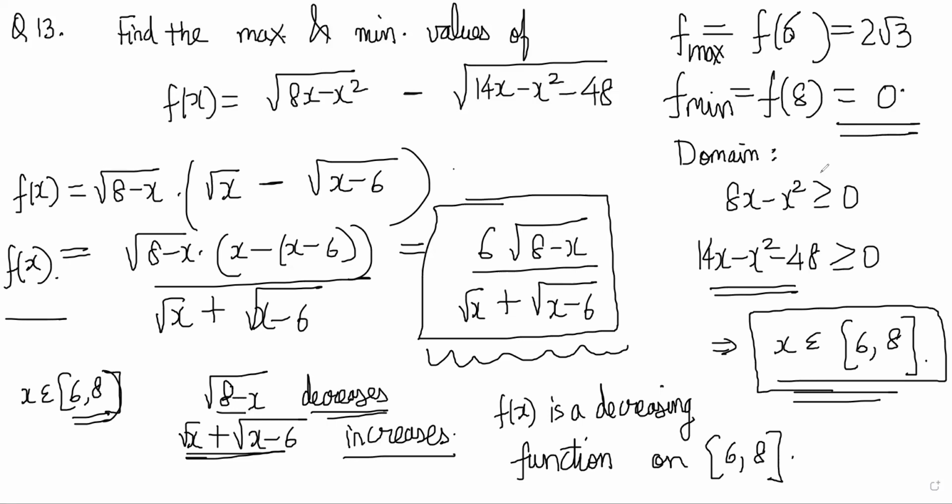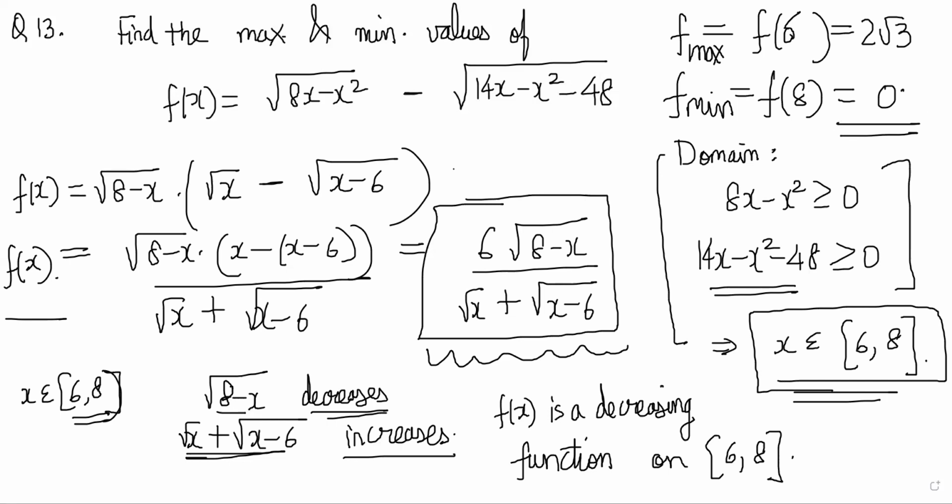So basically we end up getting that the maximum value of the function is 2 root 3 and the minimum is 0. We just did that by realizing the nature of the function, and it's a decreasing function on the domain, right? So if it is purely monotonically increasing or decreasing, the only points we have to check are the endpoints for that function, right?